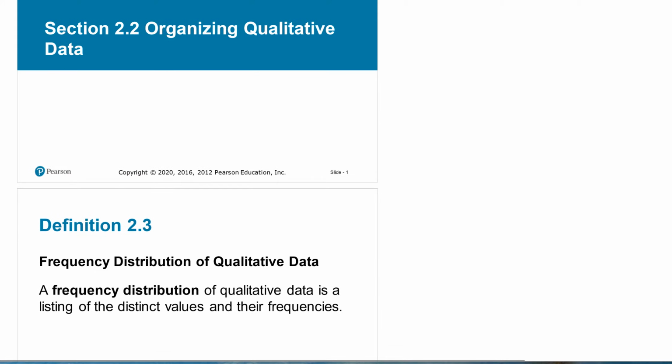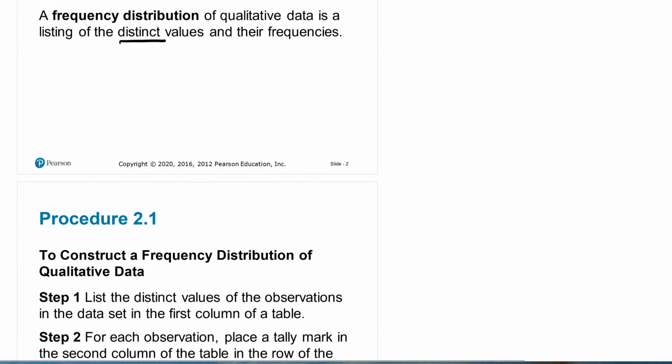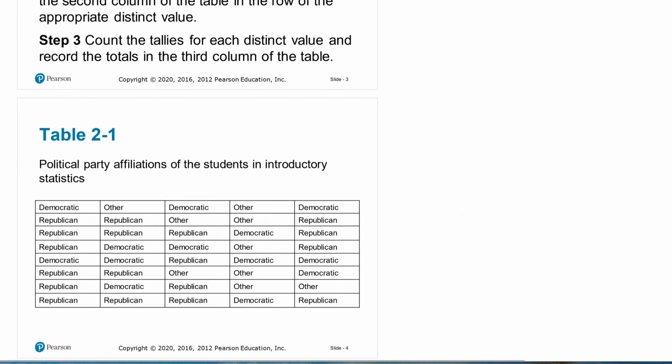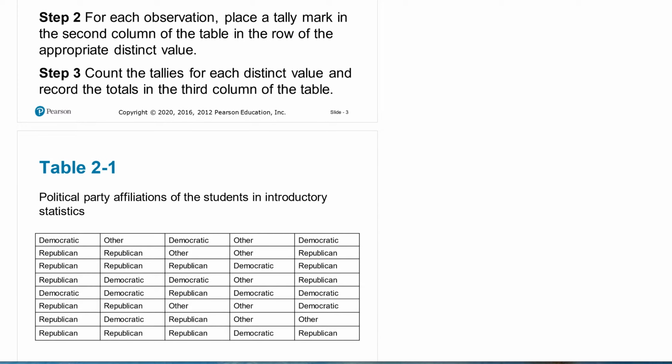So we define a frequency distribution of qualitative data as the listing of the distinct values, distinct meaning different values, and their frequencies. So we count how often each value has occurred in the data set, and that's called the frequency. For example, if we look at this table here, they are talking about Democratic, Republican, and other. That's all I see, 3 of them.